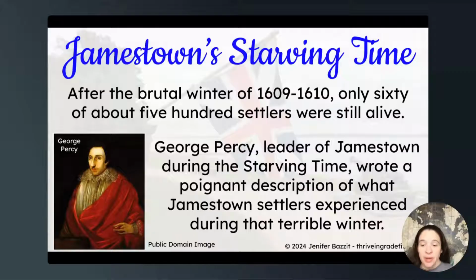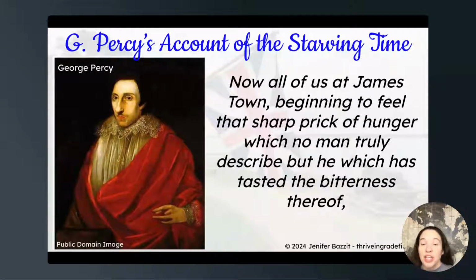George Percy, the man you see in the painting, was the leader of Jamestown during the starving time. He wrote a poignant description of what the Jamestown settlers experienced during that starving time winter. When I use this text with my students, I break it into pieces. I never give fifth graders an entire primary source text. That is just too much for them to handle. We break a primary source into sections, and then we discuss each section one at a time. That's what I'm going to do with you on these slides.